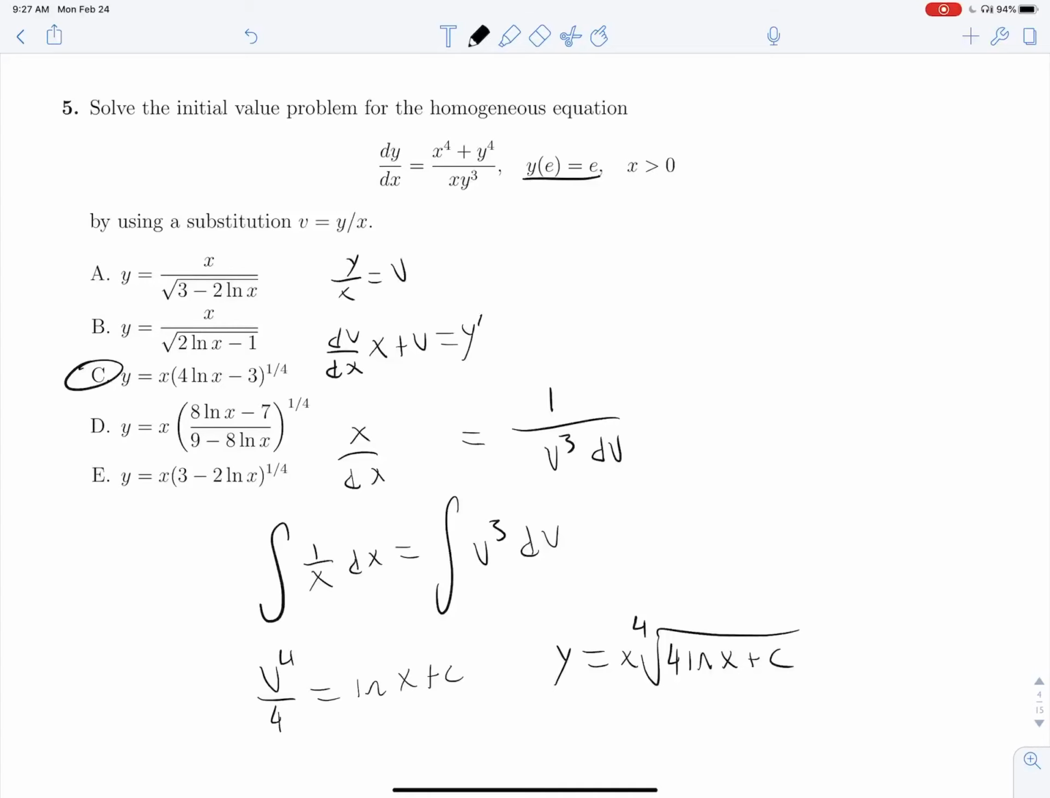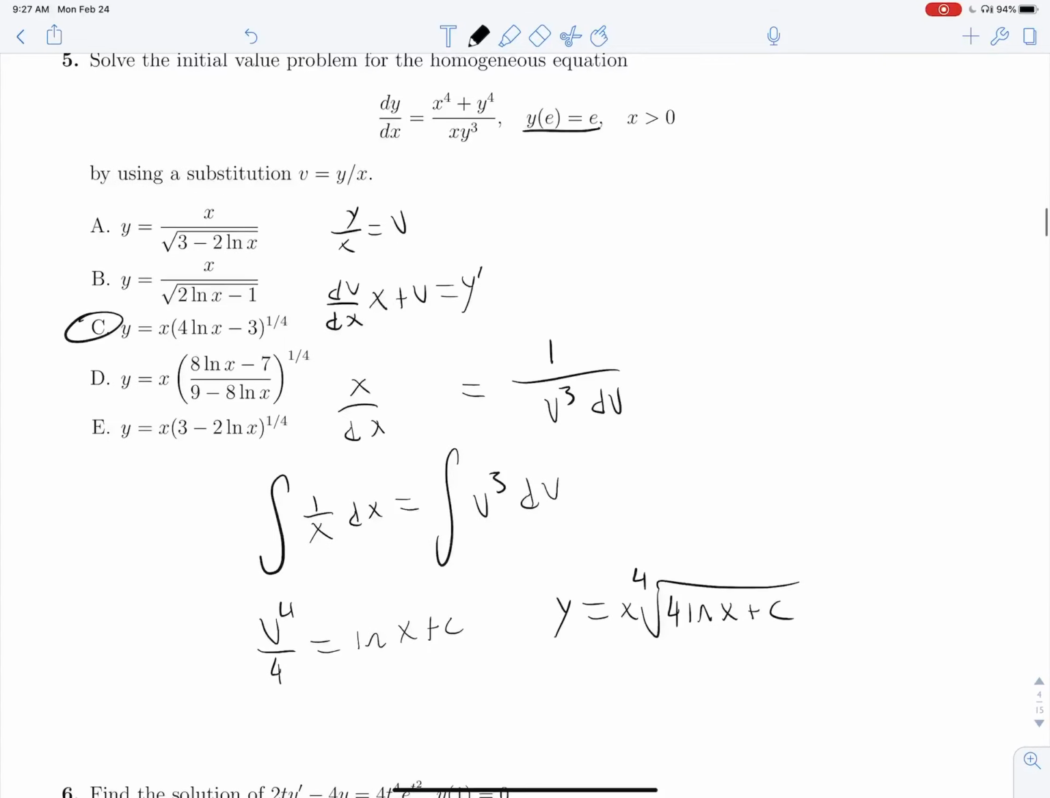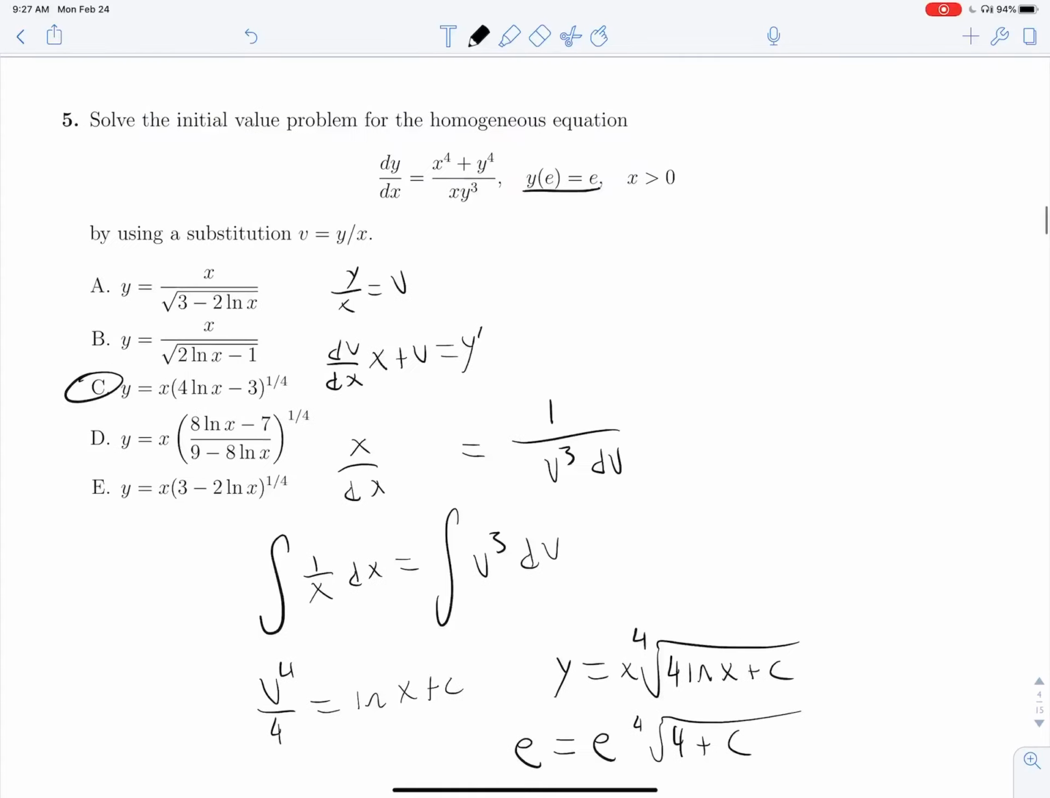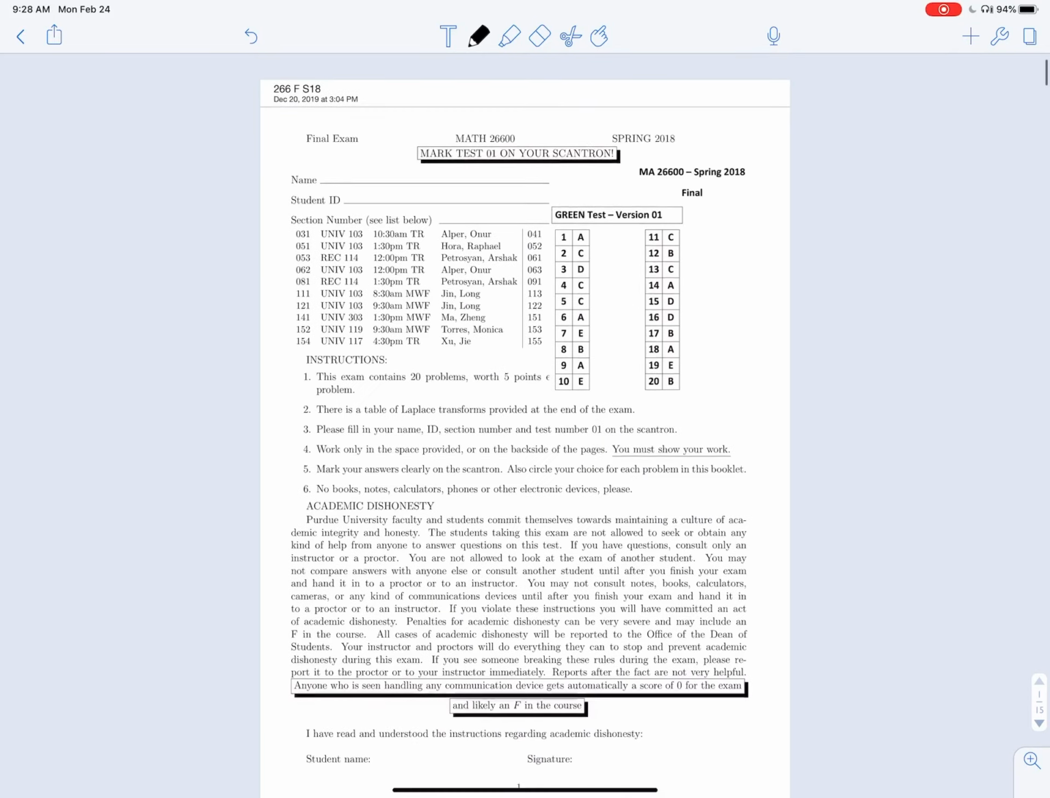But if we apply y at e equals e, this will be y equals e times the 4th root of... y is equal to e. So e equals e times, well, whatever's in here has to be 1. 4 ln e is just 4, plus c, so c has to be negative 3 in order for that to evaluate to 1. So 5 is C.